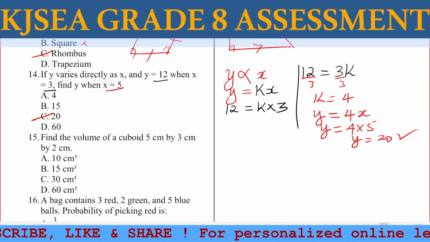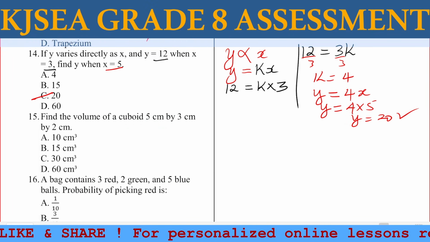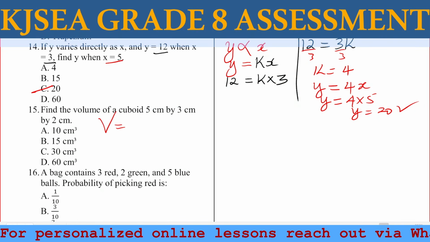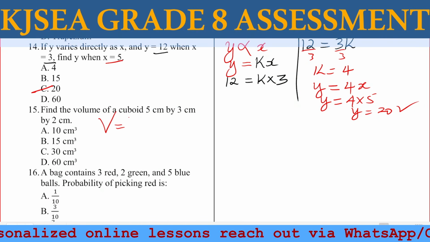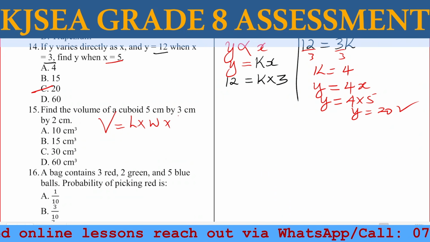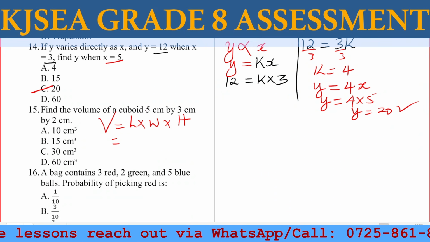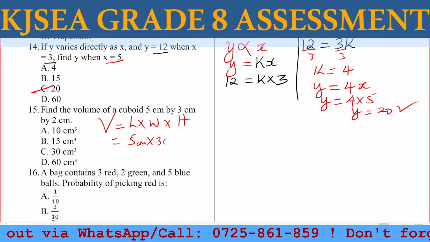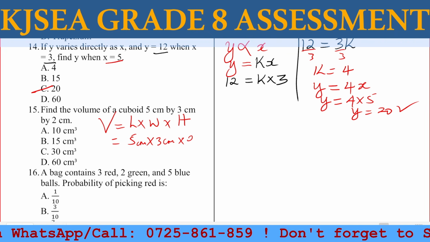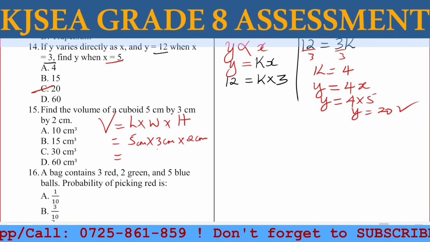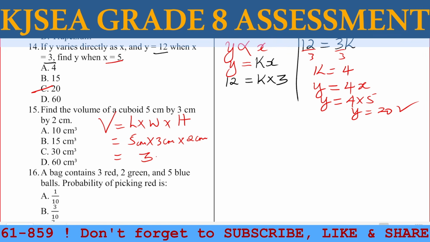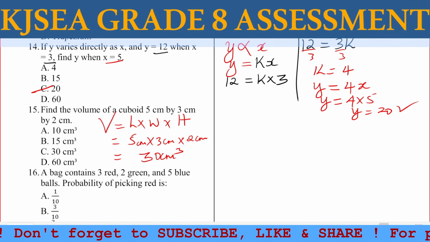Question 15. Find the volume of a cuboid 5 centimeters by 3 centimeters by 2 centimeters. How do you get the volume of a cuboid? Length times the width times the height. Since the length is 5 centimeters, the width is 3 centimeters, and the height is 2 centimeters. So when you multiply this, 5 times 3 times 2, that is 15 times 2, that is 30 centimeters cubed.